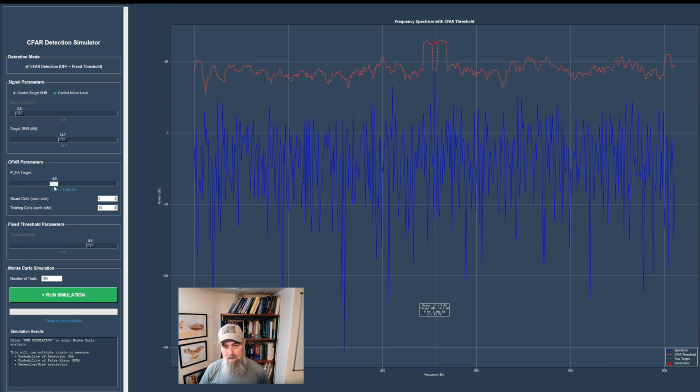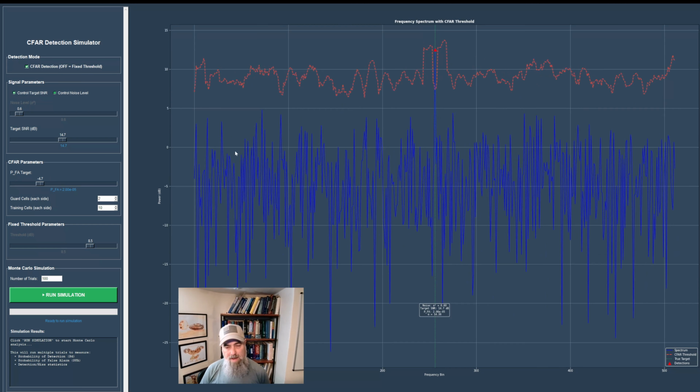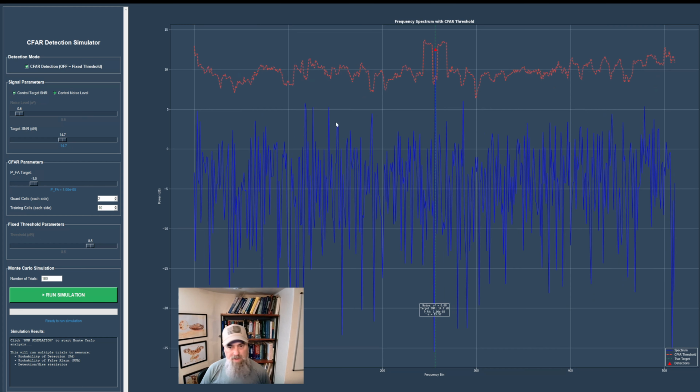Let's take 10 to the -5. The threshold is going up, but still see, -5. The threshold is still going up, but look at the target. It's still in the vicinity of the target. It's lowering itself, right? We will learn why that is.